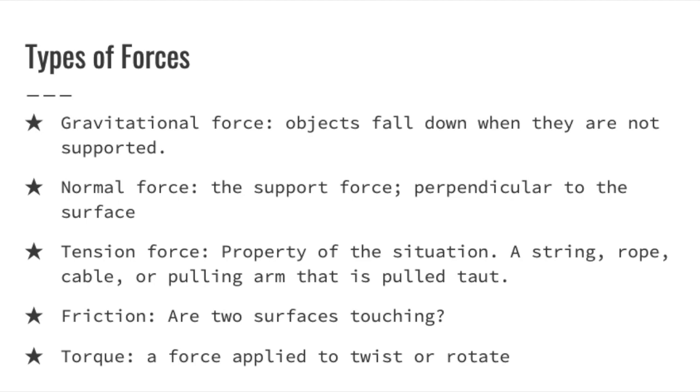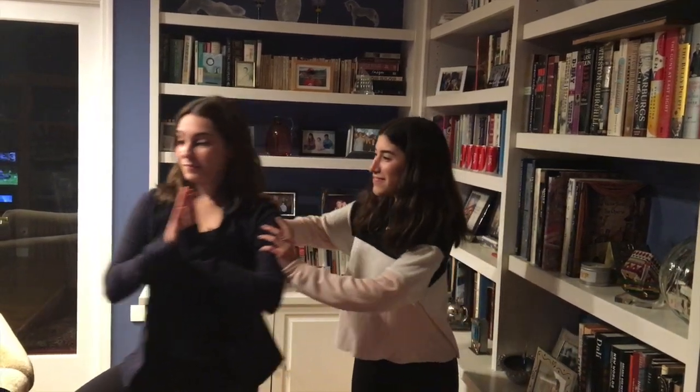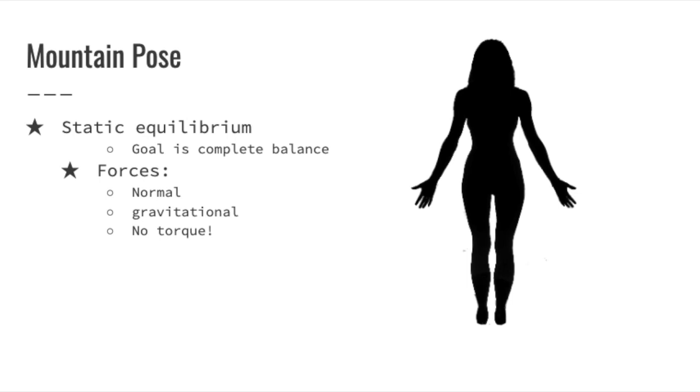We don't want torque in most poses in yoga. For example, if Noah's in tree pose and I push her over, there will be torque because Noah will twist and fall. Another yoga pose where the goal is to have no torque is mountain pose. In mountain pose, you're in static equilibrium, or complete balance. The forces at work here are normal force, gravitational force, and as I said, no torque.